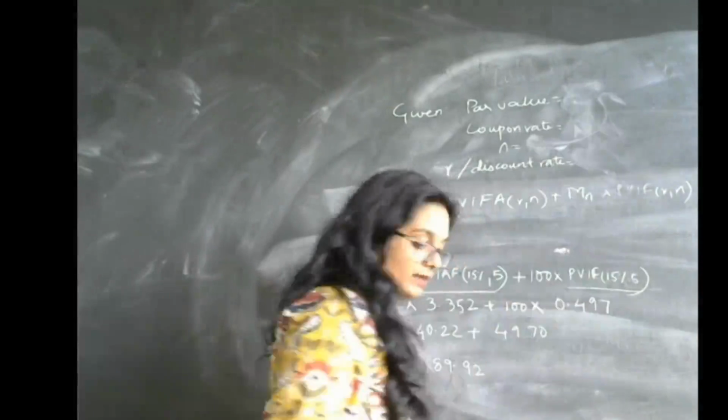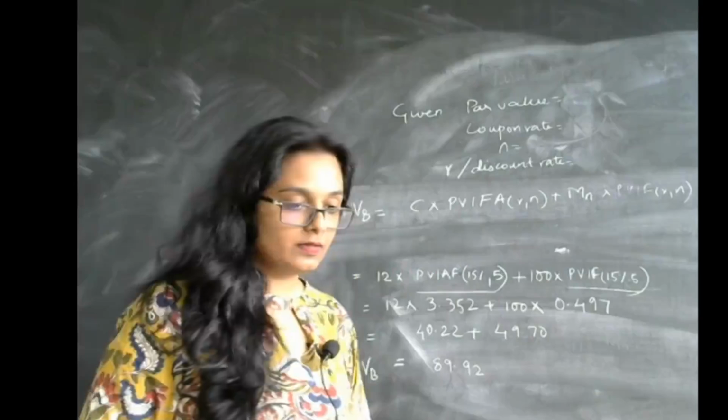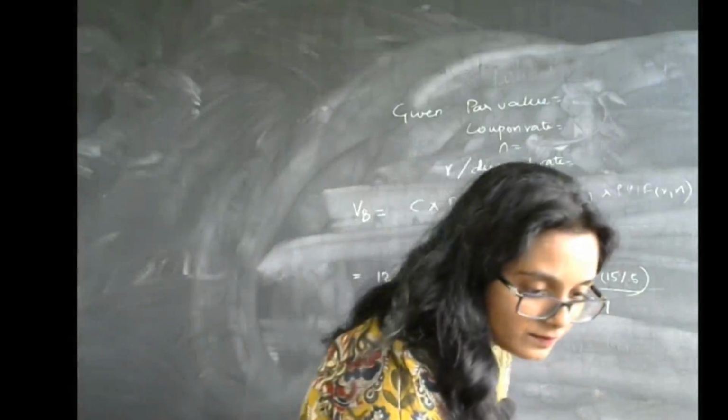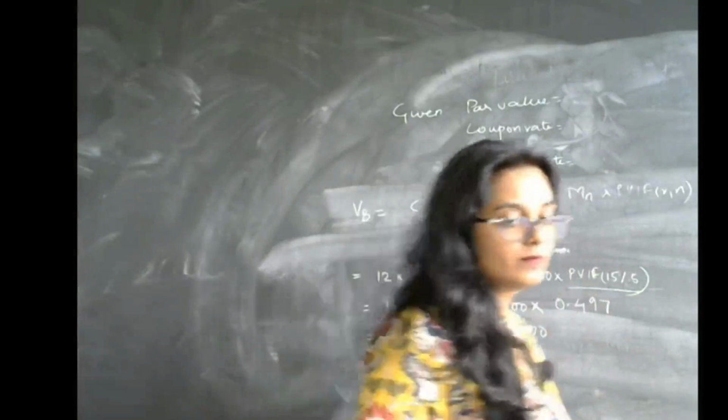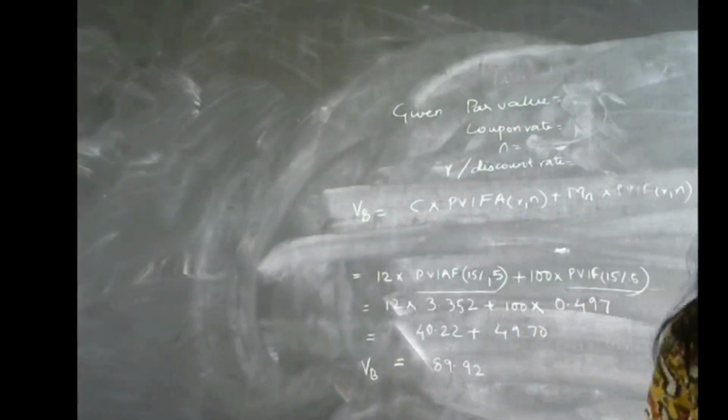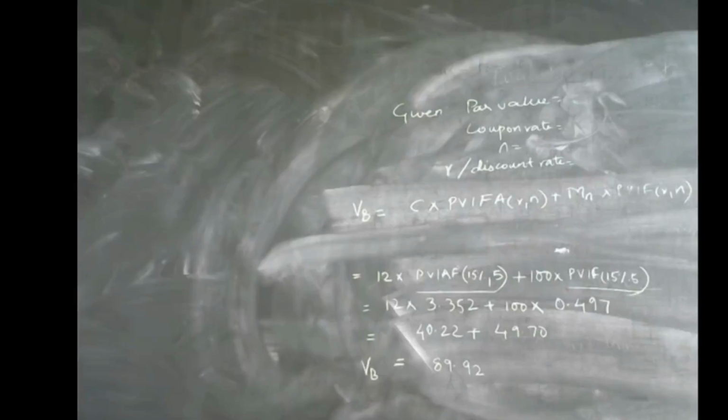Yes. Now let us read the next problem. The next problem states that a 100 par value bond bears a coupon rate of 14% and matures after 5 years. Interest is payable semi-annually. Compute the value of the bond if the required rate of return is 16%. Okay.